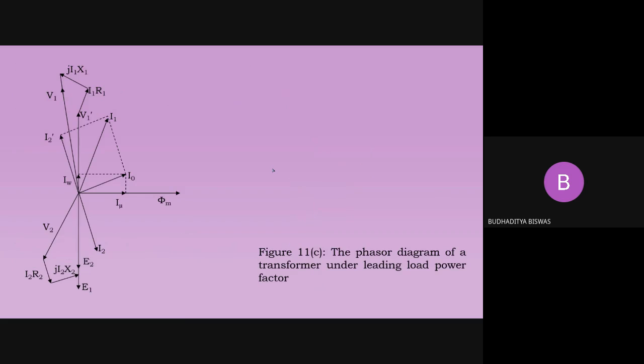Coming to the last one. This is the phasor diagram of the transformer under leading power factor load. So the procedure is exactly the same, only the first thing is changed. First thing is changed means how to plot the V2 and I2. That is the main thing. Okay, let's see this one. How we plot V2 and I2.